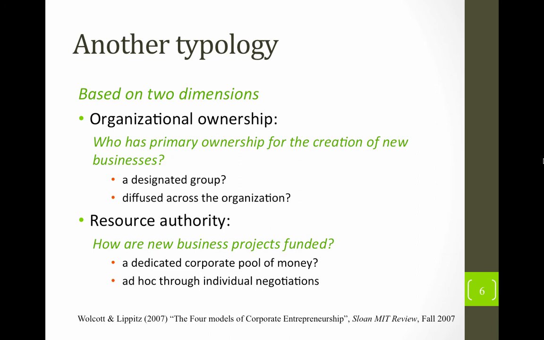Then there's who has the authority, and that usually means the money or the allocation of resources. Is there a pool of money put aside for entrepreneurial innovative projects, or do people have to negotiate for it ad hoc? So putting that together, you get your good old 4-quadrant model.